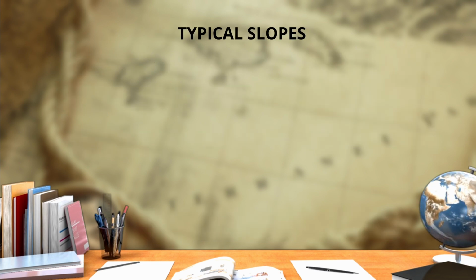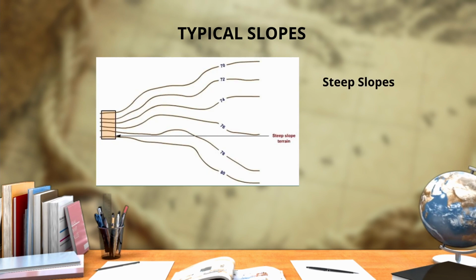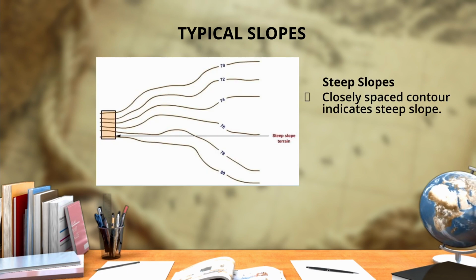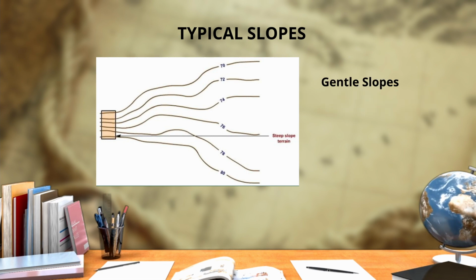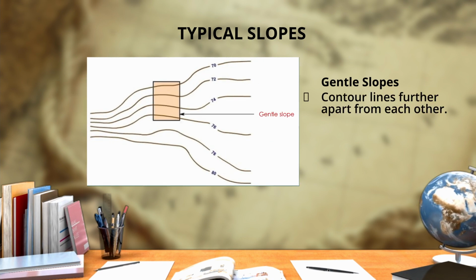Now let's look at different types of slopes that we might have in contour maps. First, we have a steep slope. A steep slope is when two contour lines are closer or closely spaced together. When two contour lines are close to each other, that is our steep slope. Then we have a gentle slope, which is also known as a gradual slope, whereby two contour lines are spread further apart or are far from each other.